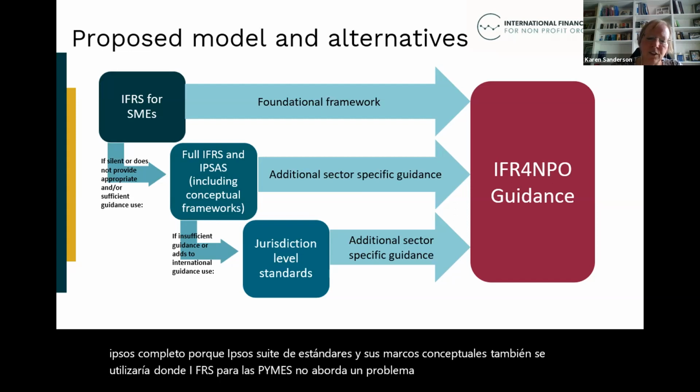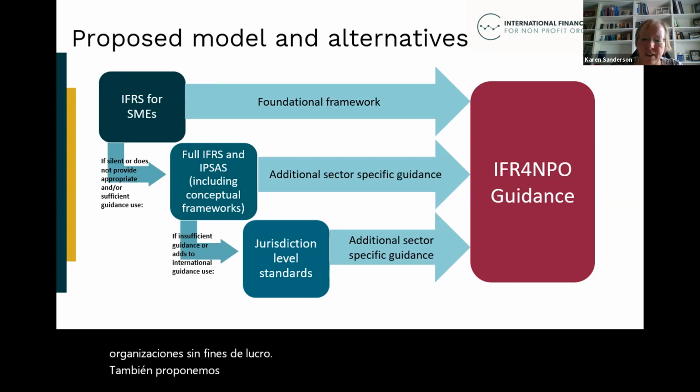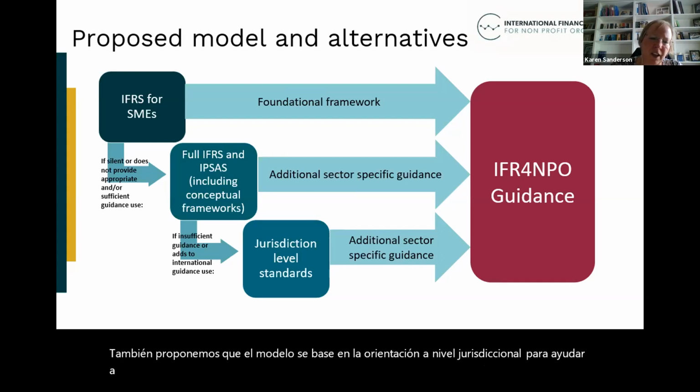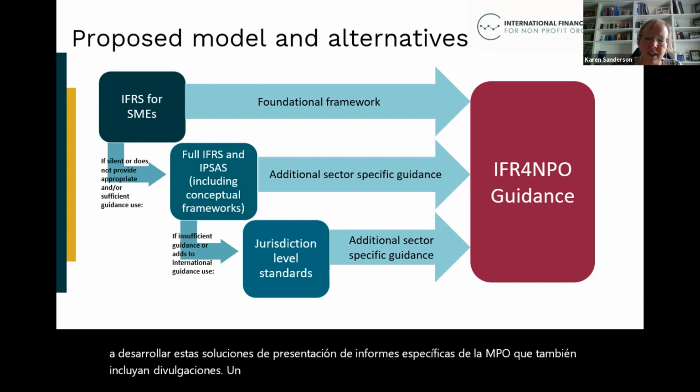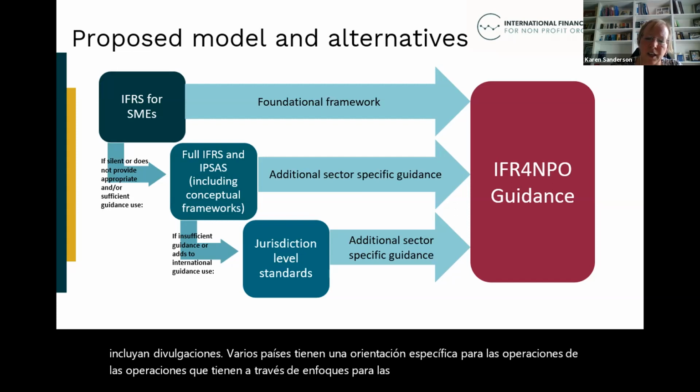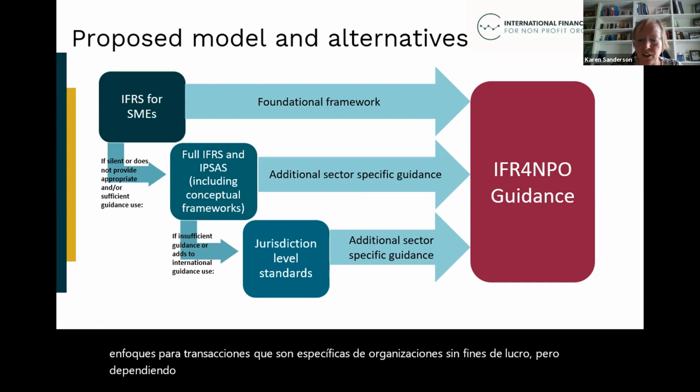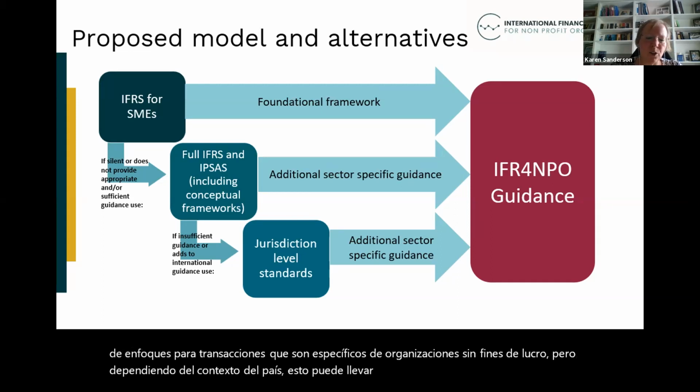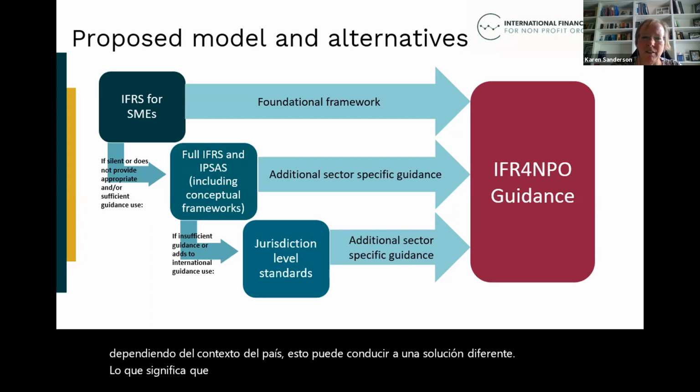We're also proposing that the model draws on jurisdictional level guidance to help develop these NPO specific reporting solutions that would also include disclosures. A number of countries have NPO specific guidance that have well thought through approaches to transactions that are specific to non-profit organisations. But depending on the country context, this can lead to differing solutions, meaning that there is no single national based solution. It differs depending on which country you're in.